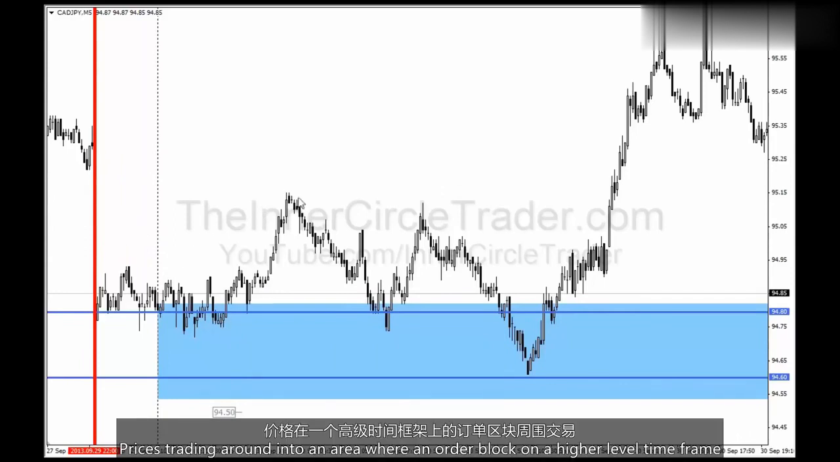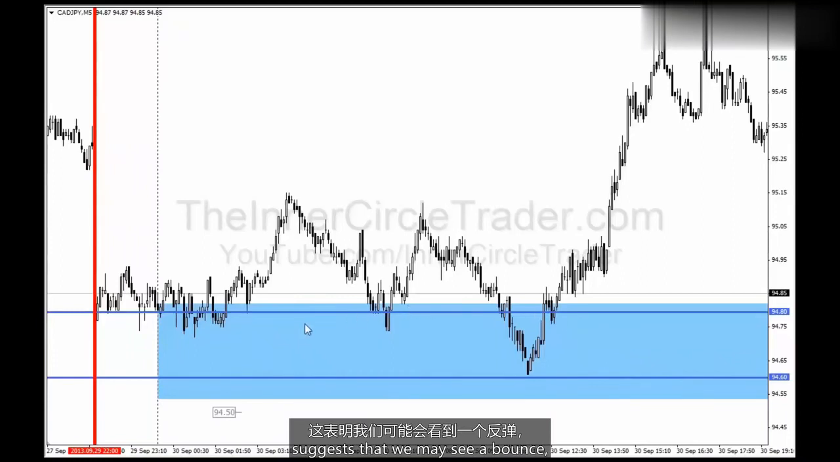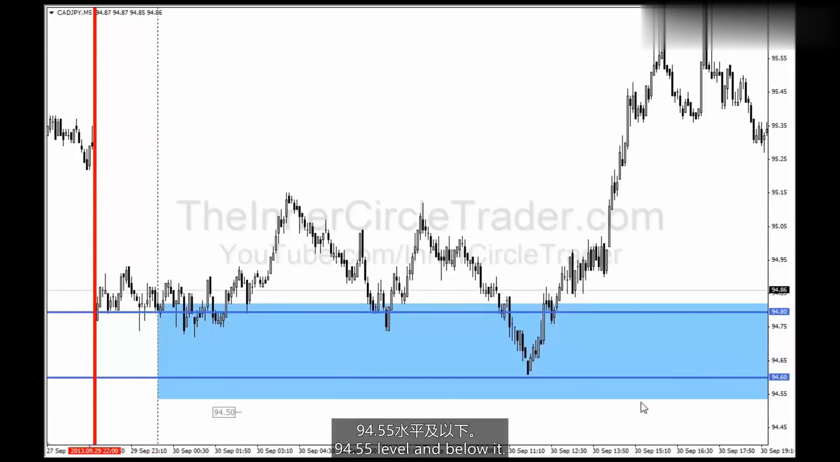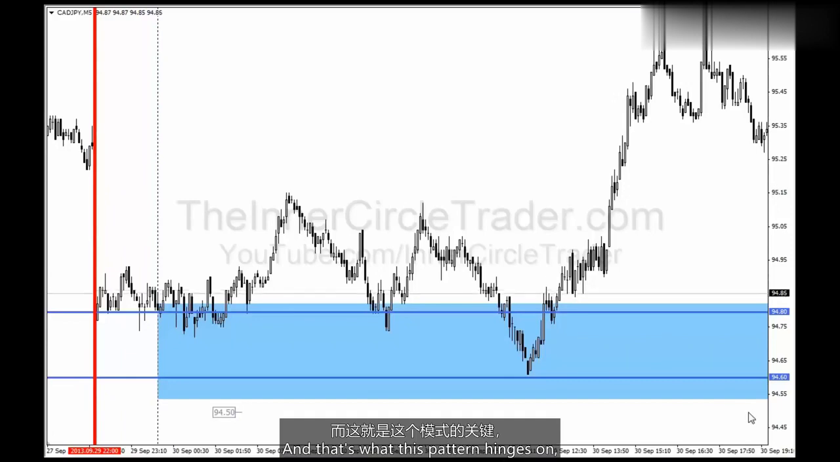Price is trading around into an area where an order block on a higher level time frame suggests that we may see a bounce. Okay, we are trading near a mid-figure level. Okay, and the range on the 4-hour order block suggests that price may dip down into at least that 94.55 level and below it. Now, if it's going to go there, it very well may go to the 94.50 level. It doesn't have to. Okay, in fact, I'd rather see it not do it. Okay, and that's what this pattern hinges on.